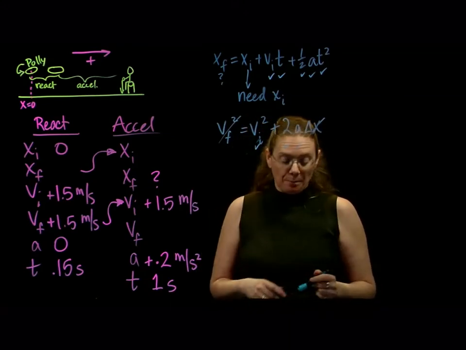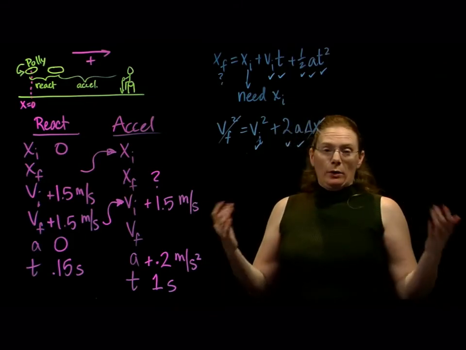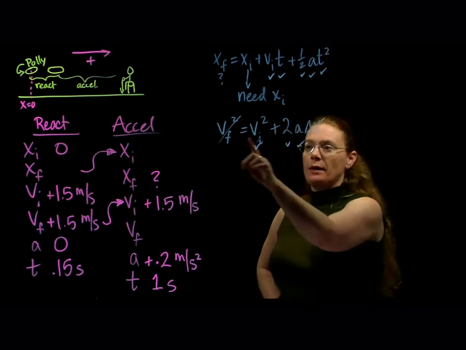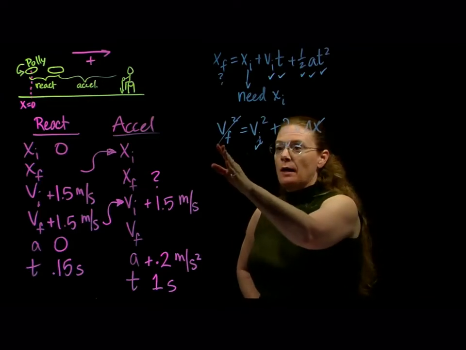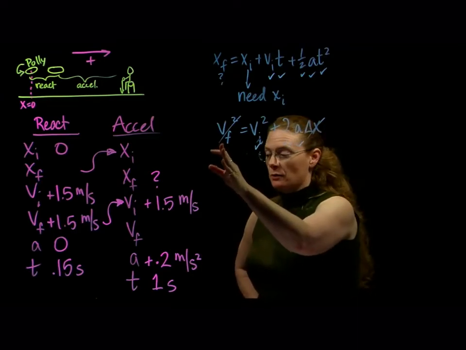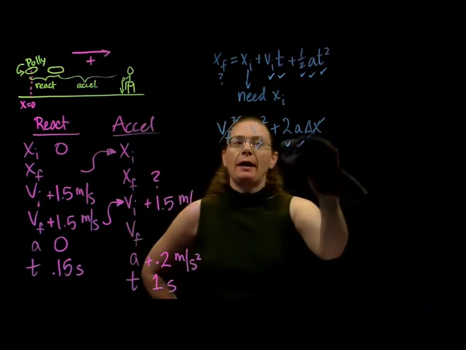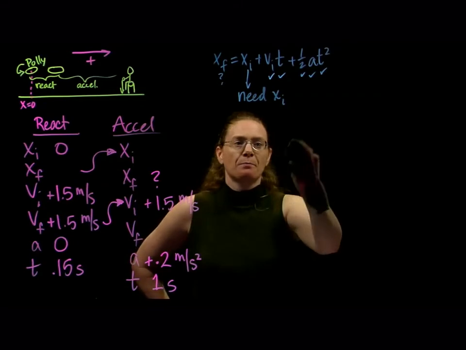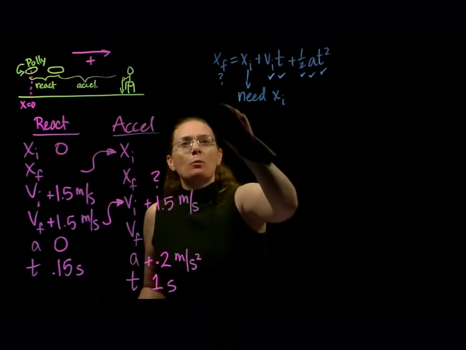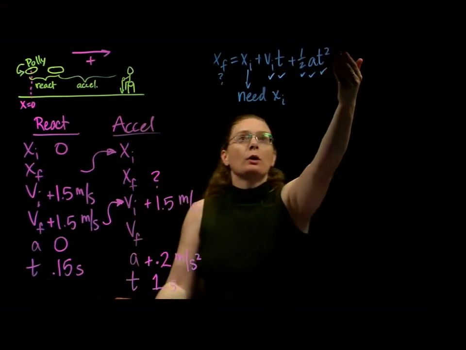Okay, so you stop and you say, what do I do? Well, this one has two unknowns in it. I don't know x initial or x final, and I don't know V final. So I'm going to guess this one is not helpful at all. Let's get rid of that one because I think that's not going to be a good choice. Is there some way that we could make this one work?